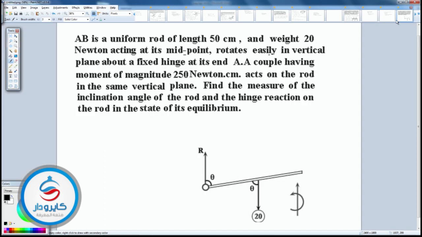Question number 6. AB is a uniform rod of length 50 centimeter and weight 20 newtons acting at its midpoint. It rotates easily in a vertical plane about a fixed hinge at its end A. A couple having moment of magnitude 250 newtons dot centimeter acts on the rod in the same vertical plane. Find the measure of the inclination angle of the rod and the hinge reaction on the rod in the state of its equilibrium. Solution.